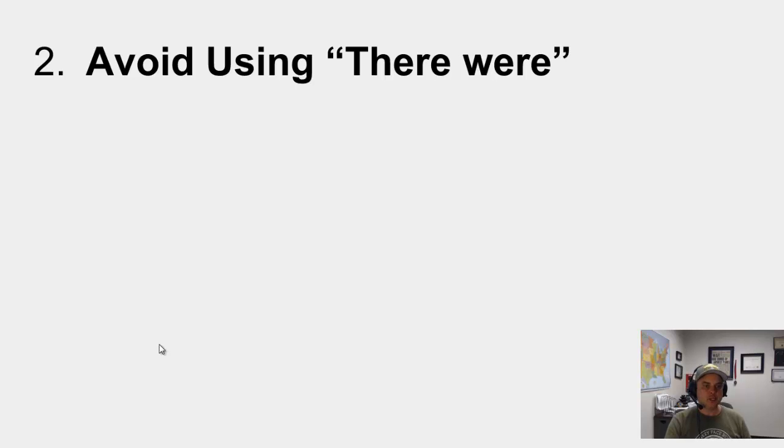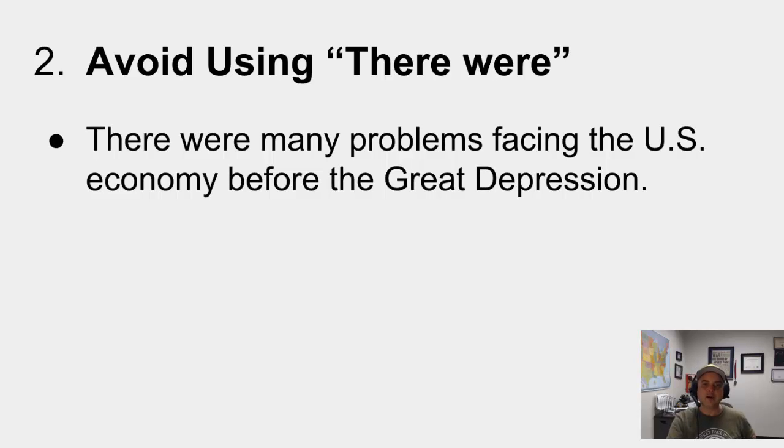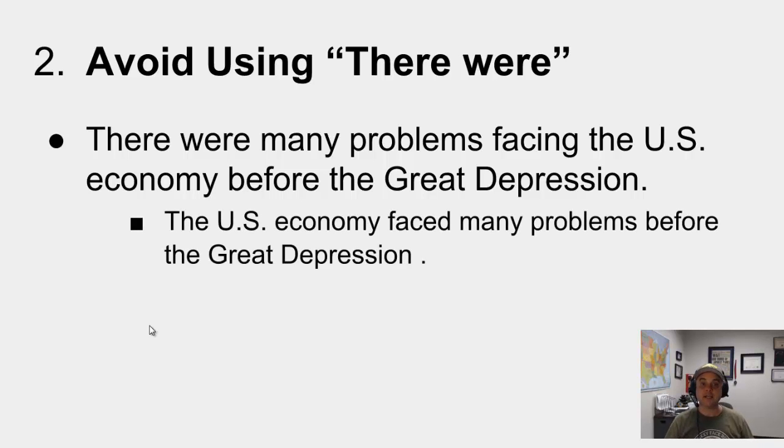Second tip, avoid using there were, right? Or there is, or there was, or whatever the case is. But get rid of there. Just get rid of there. No using there in your writing. Let's see why. And this has everything to do with being concise. So there were many problems facing the U.S. economy before the Great Depression. Oh, that's interesting. Although it was a little clumsy in its delivery. How could we eliminate a couple of words here without losing the meaning of the sentence? The U.S. economy faced many problems before the Great Depression, right?